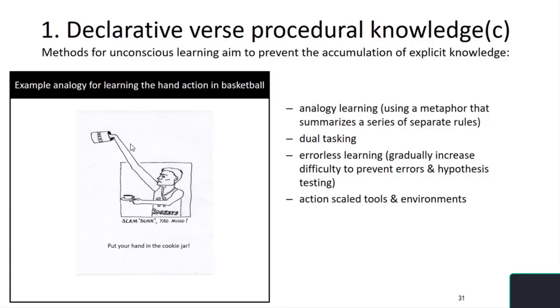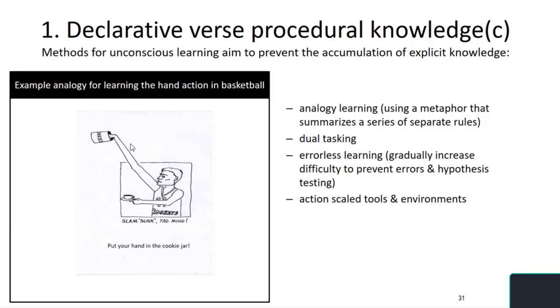Other approaches that we've come across include dual tasking. Dual tasking can be used to also prevent the accumulation of explicit knowledge. So if we learn a skill while also performing some other task, this distracts us from the primary task that we're trying to learn, so that we don't have the room to build up verbalizable, rememberable rules.